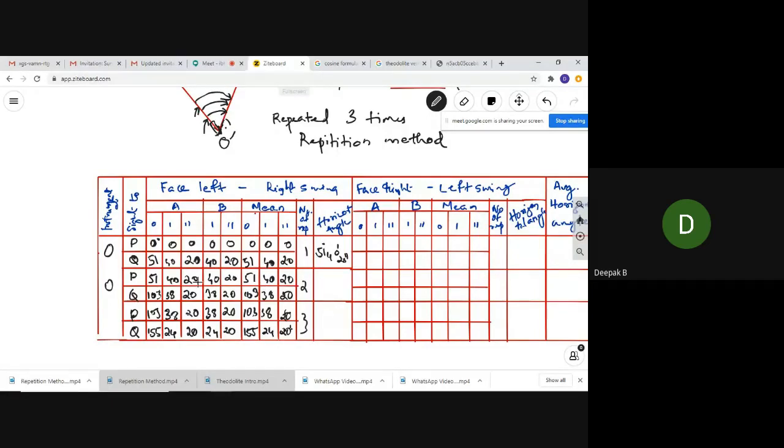What will be the horizontal angle in the next repetition? Please calculate. Someone please calculate. 103. First P was 51, Q became 103. What is the angle between them in the second measurement? Quickly calculate and tell me the answer. I don't have a calculator with me. Someone answer. Did you understand this?